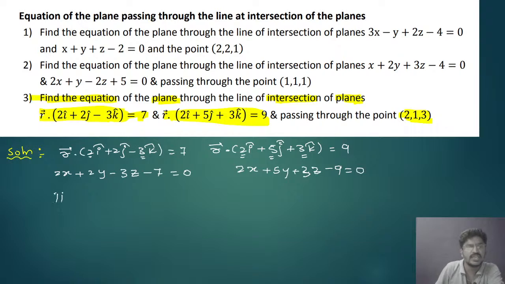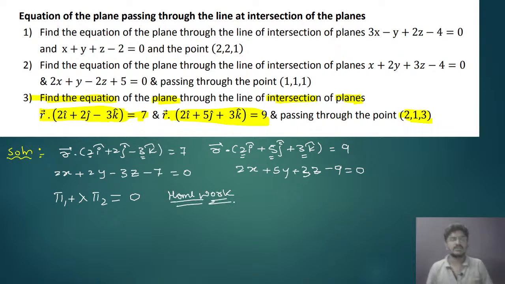Next task is to take the equation pi 1 plus lambda times of pi 2 equal to 0 and go on solving and get the answer. I will leave this as homework. Okay. All of you solve it and try to get the answer. We have solved the first problem and second problem. The same way we have to solve the third problem. They have given it in the form of vector that I have converted to Cartesian form here. From here you take this formula, write pi 1, pi 2, find the lambda value. From that you have to find the required equation. Okay. I will leave this as homework for all of you. Try to solve it. Clear?